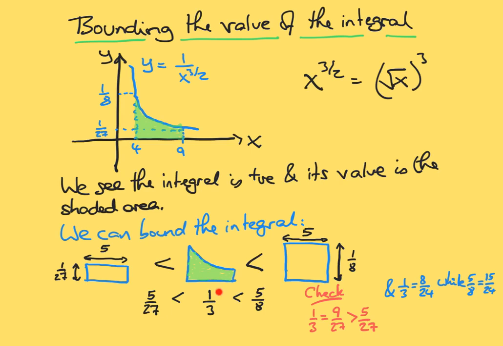So our value for the integral, which we worked out to be 1/3, must be less than 5 over 8, because that is the area of this larger rectangle, and it must also be greater than this smaller rectangle, which is 5 times 1 over 27. So our answer is 1/3, and if our answer is correct, it must be between 5 over 27 and 5 over 8. And here I've just written out a little bit of arithmetic to show that it does indeed satisfy both of these requirements. And with that, I will stop this video.